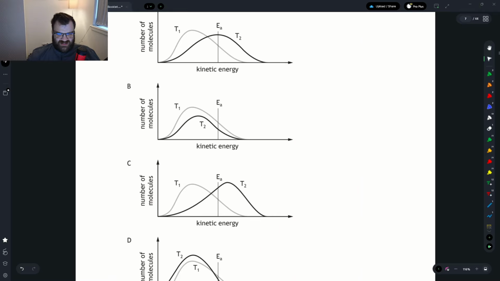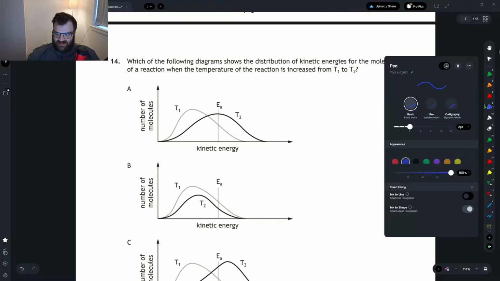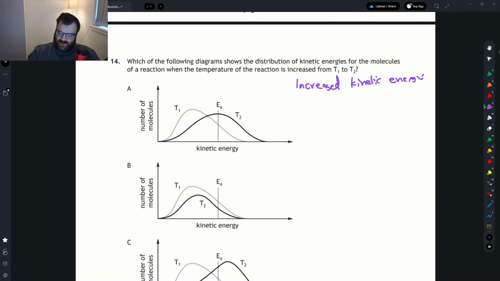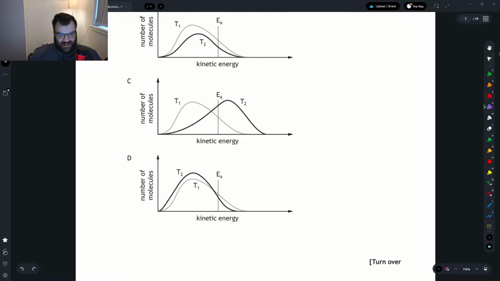Next one, we're looking for the distribution of kinetic energy when a temperature is increased. So we're going to have more kinetic energy, and that means the peak shifts to the right. So T2 should be shifted across. T2 is shifted across a little bit. T2 for C is shifted across. D, the peak is actually slightly to the... Would we say that's the peak's the same?